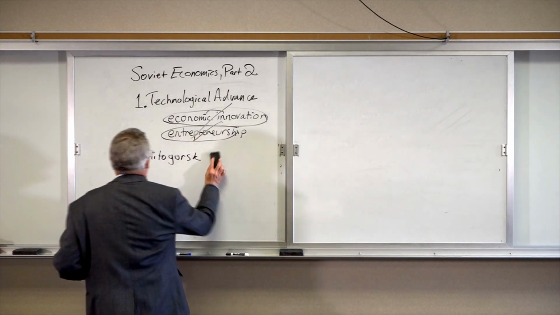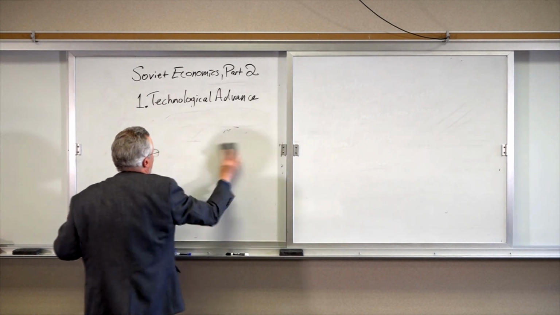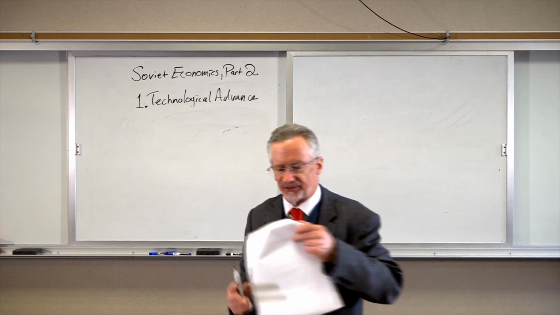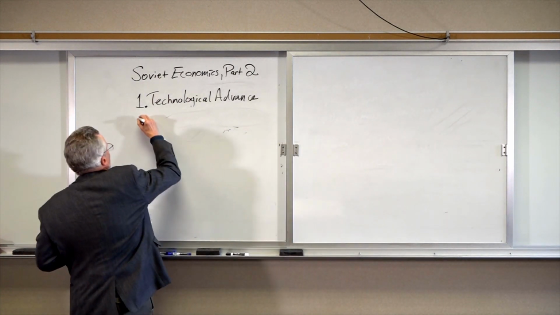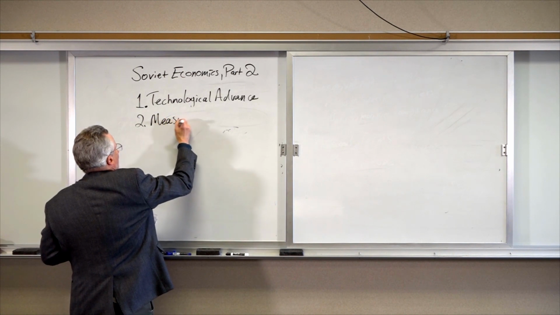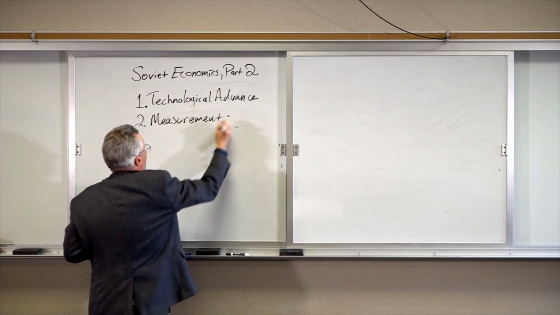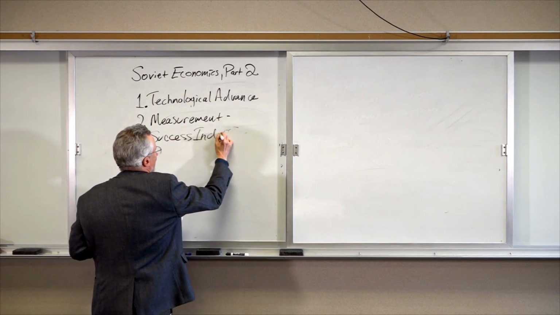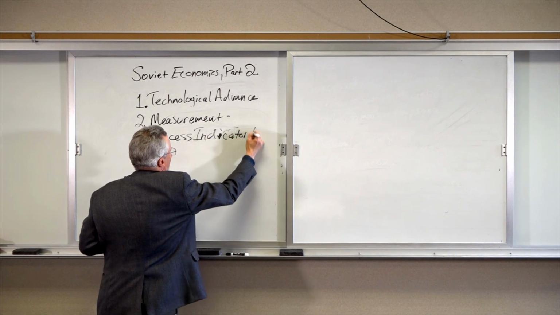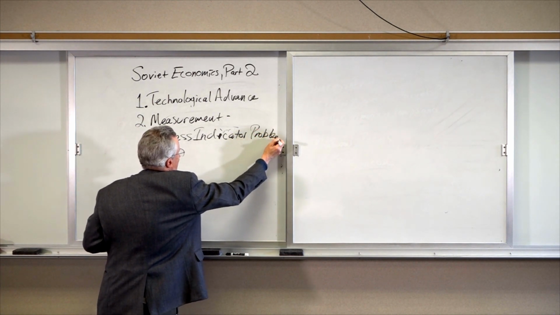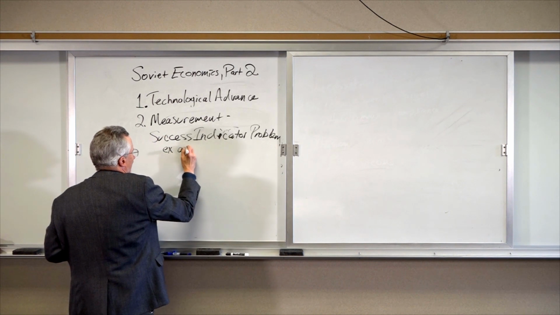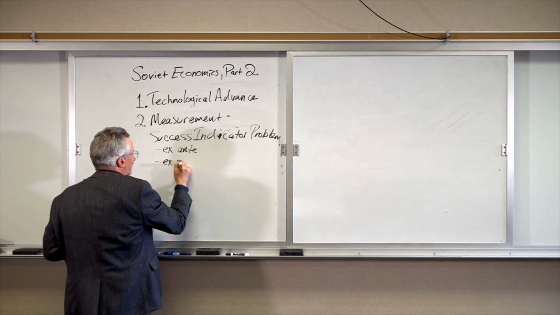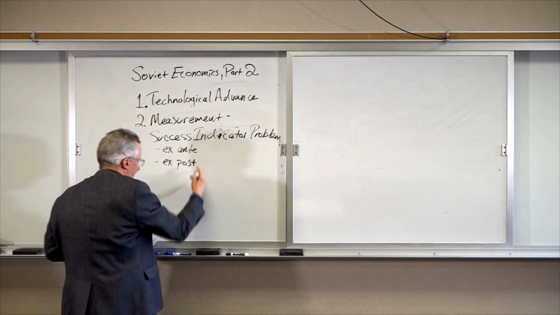How about another problem? Measurement. They failed in this, but what about measurement of output? And so remember our success indicator problem. The success indicator problem has both the ex ante and the ex post aspects to it. Ex ante, how do you specify your plan? And ex post, how do you measure compliance? What kinds of things can we use?